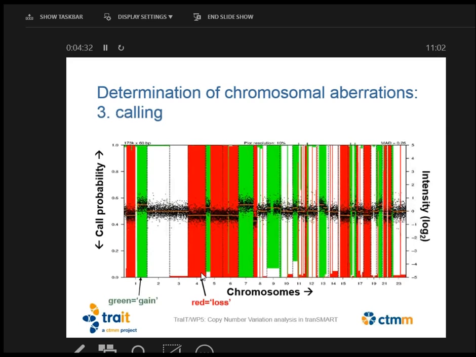And the next step is that you try to come to some conclusion whether there is a significant raise or a loss, based on the probabilities you define and a threshold you define, whether some of the observations are a gain, so an excess of tumoral DNA in those samples at those locations, or a loss, or whether it is normal.